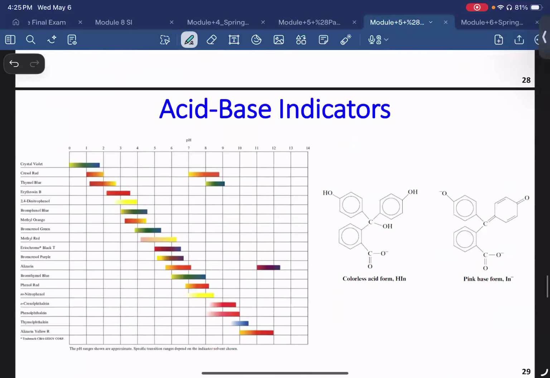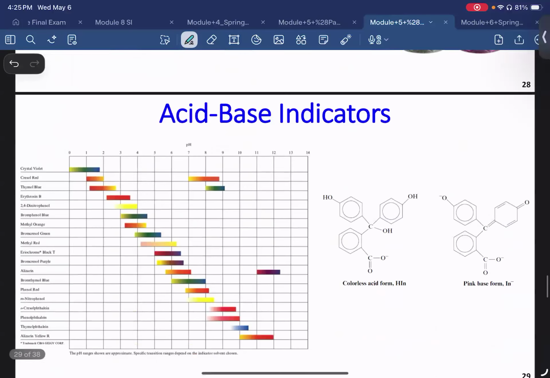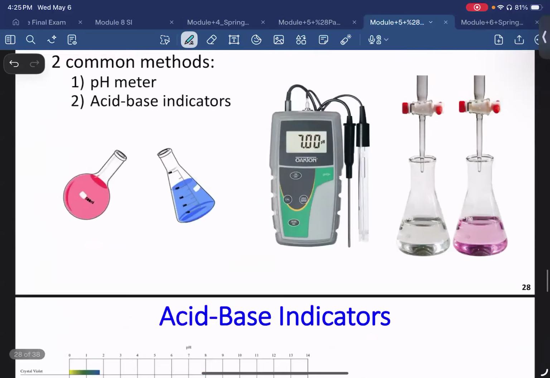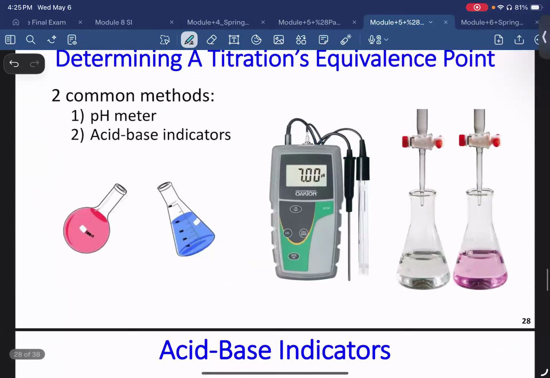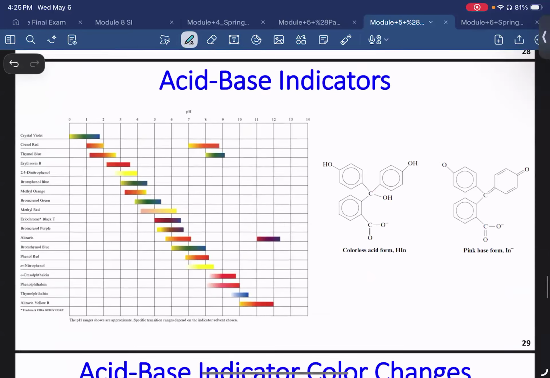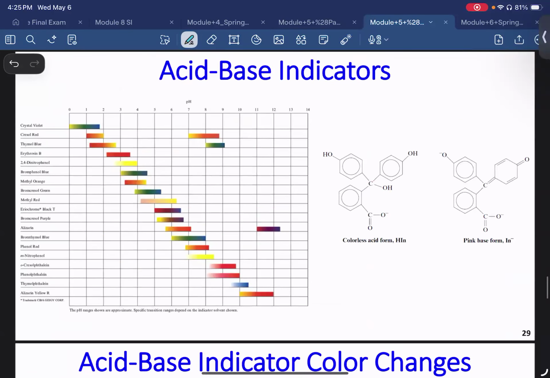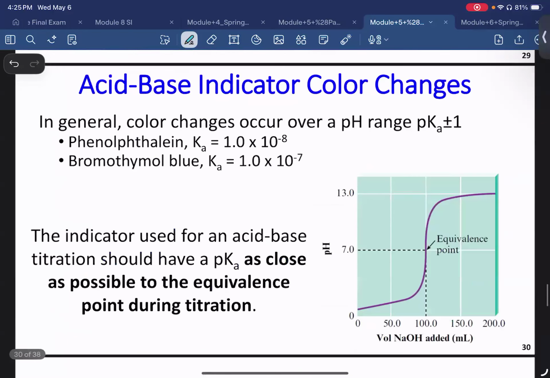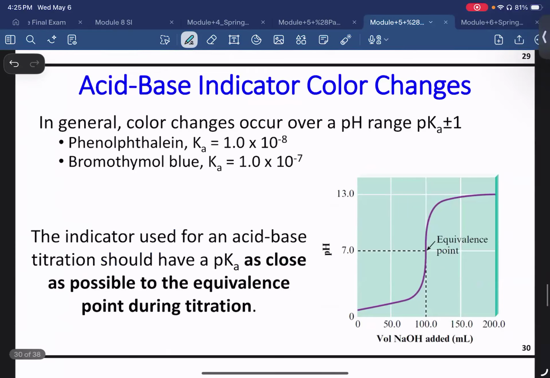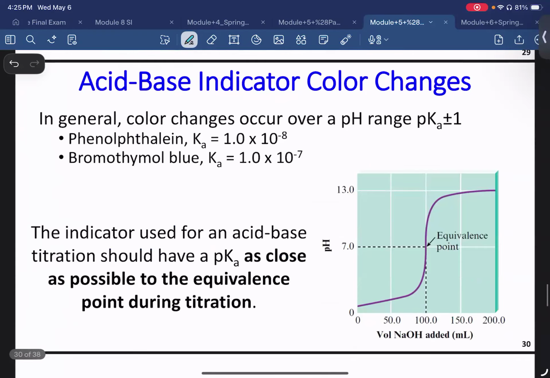And then finally, you want to make sure you understand how acid-base indicators work. The general idea is that you want these acid-base indicators to be within the range of the equivalence point. So you want it to be plus or minus the general range. Like phenolphthalein, the Ka value is -8.